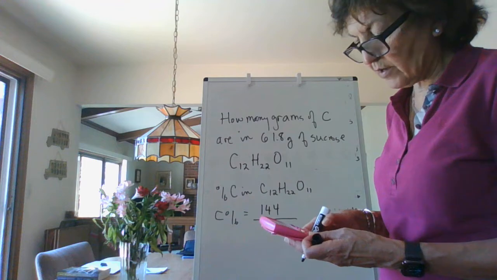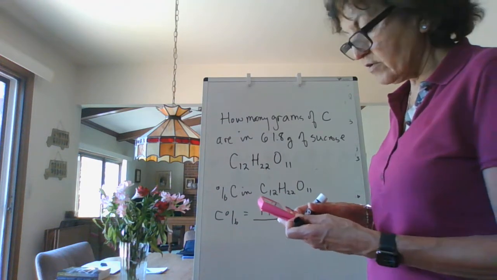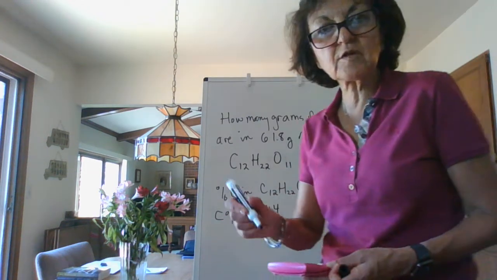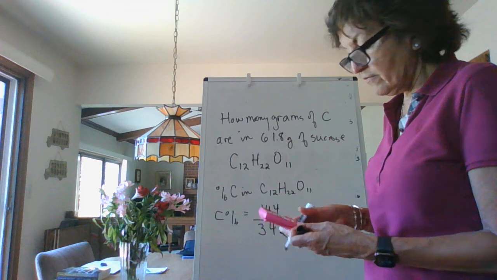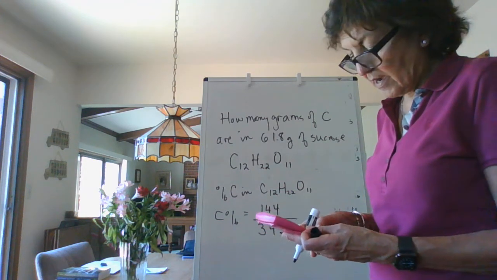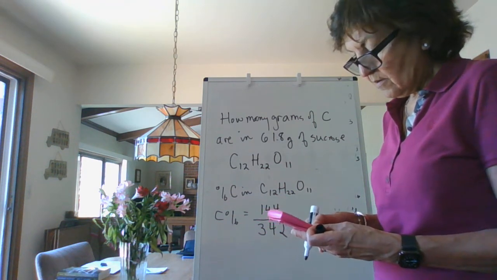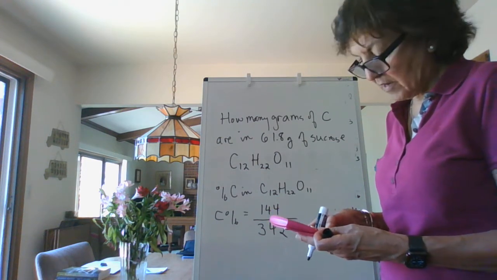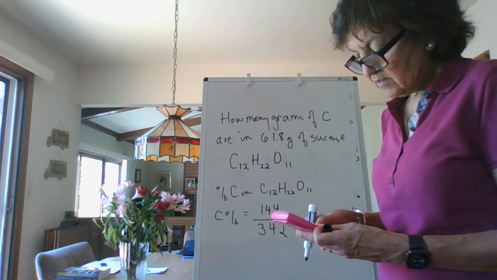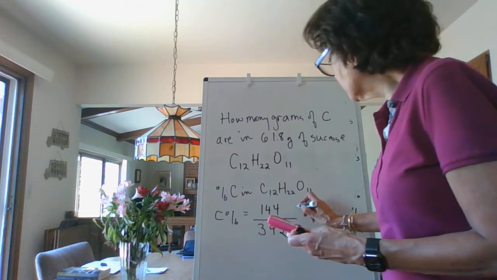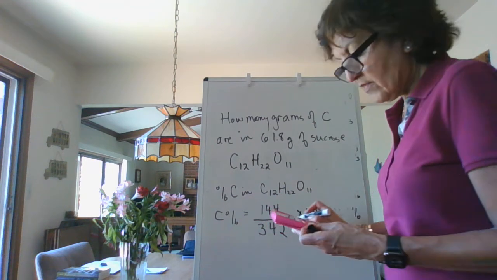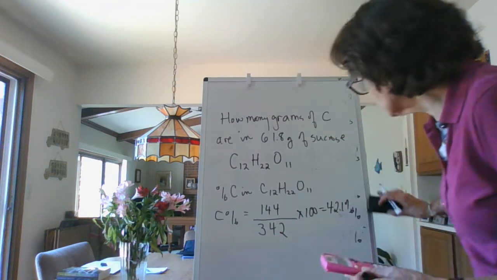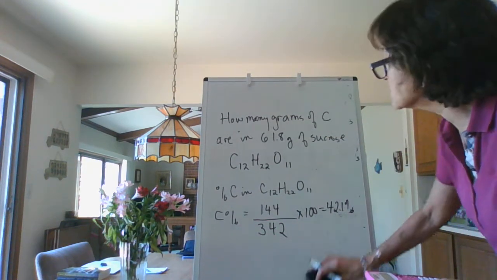This is just a rough, quick one here. So that's 342. That is the molar mass or formula weight of sucrose. So I'll go 144 divided by 342. Okay, let me try that. 144 divided by 342 times 100, and that is 42.1%. So I know that 42.1% of the sucrose is carbon.